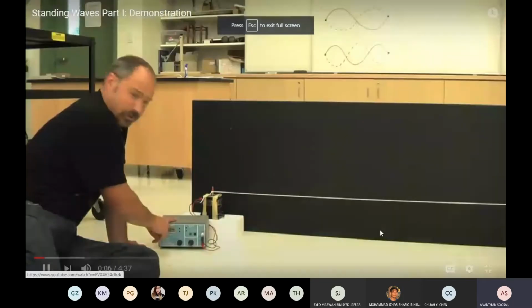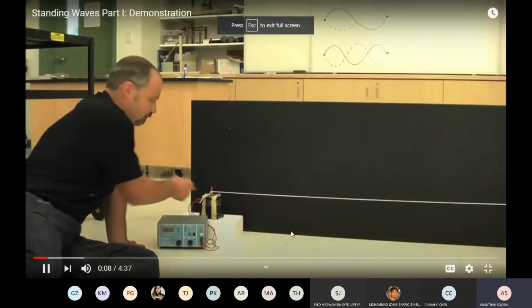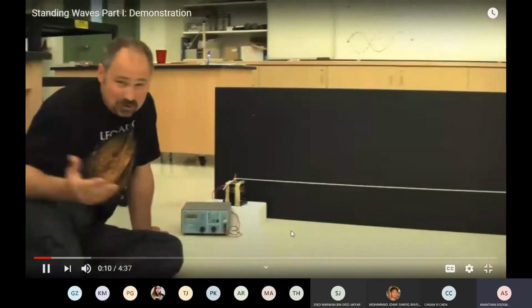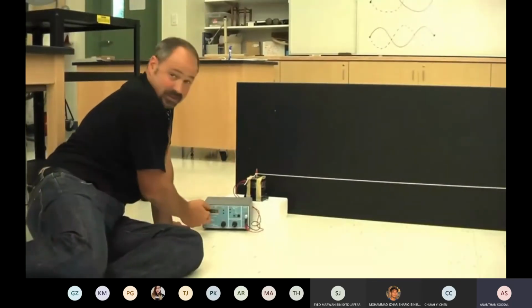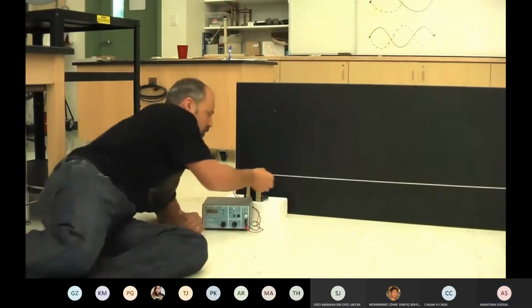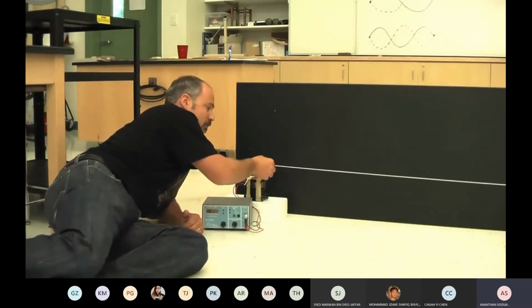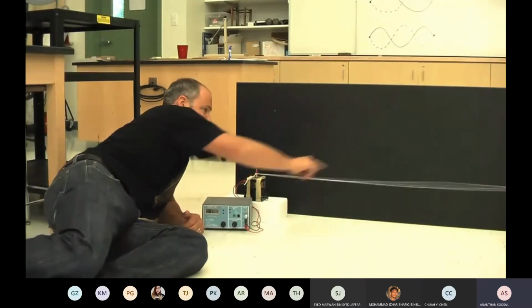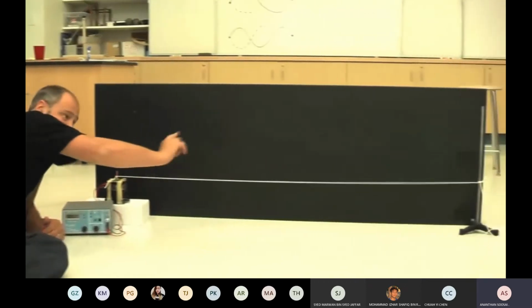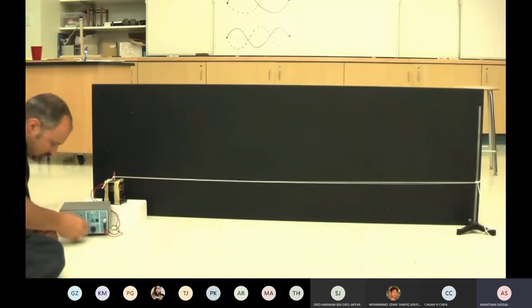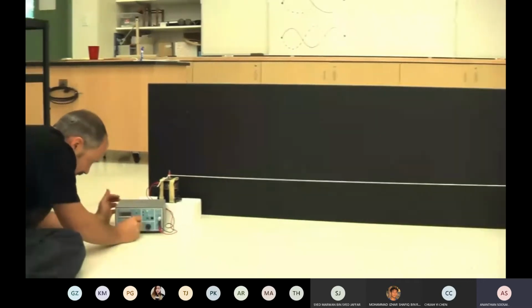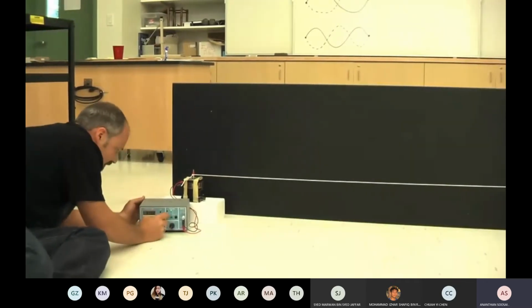So what we have here is a frequency generator. It's connected to what's called a wave driver. It's just a speaker. It's going to pump up and down at whatever frequency I set this to. When it pumps up and down, it sends a wave down to this end, the wave reflects and comes back. Now, if I set it to just any old frequency, let me just turn this on.